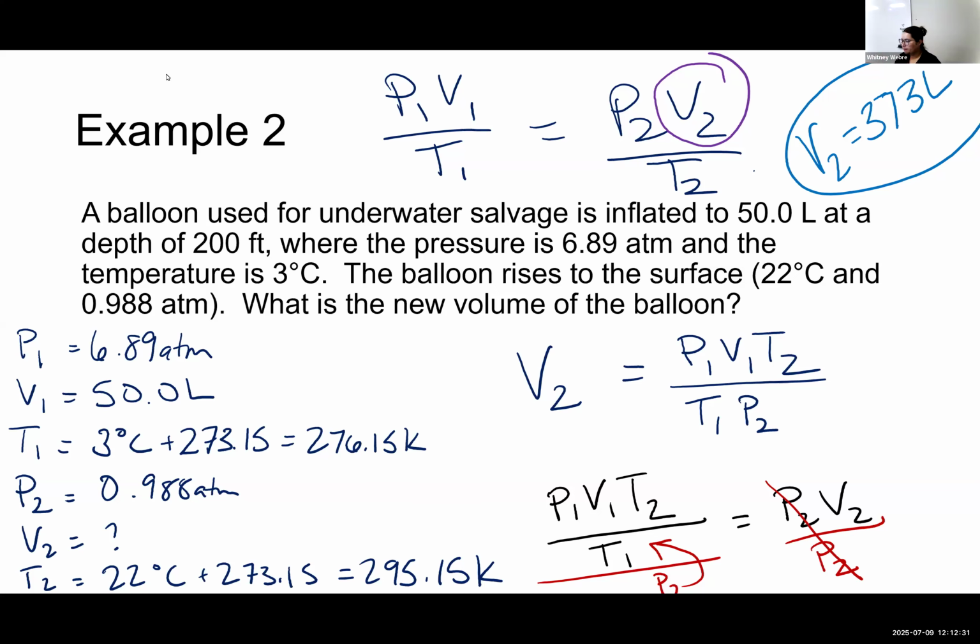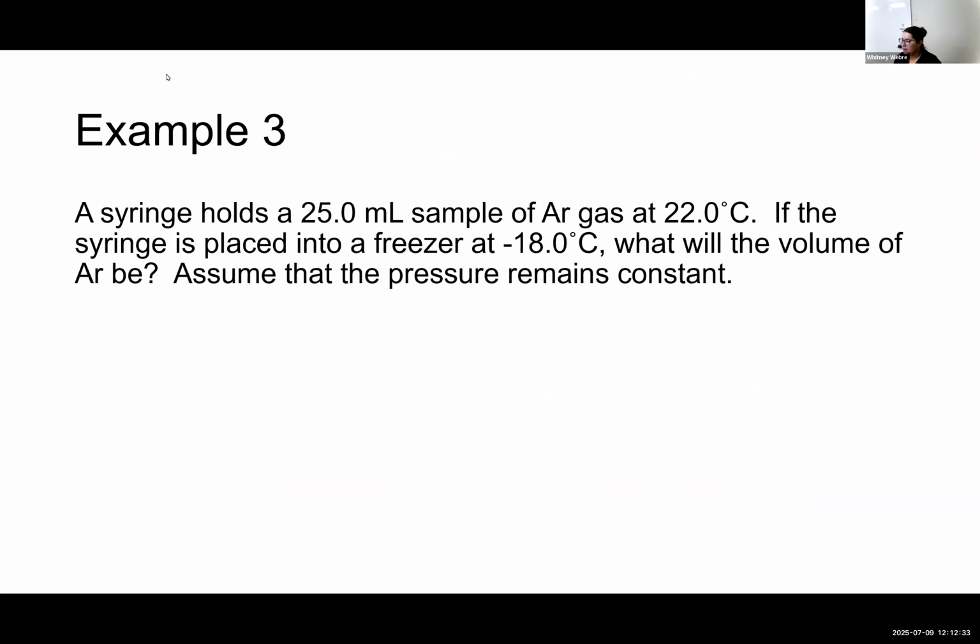All right. Let's do example 3. A syringe holds a 25 milliliter sample of argon gas at 22 degrees Celsius. If the syringe is placed into a freezer at negative 18 degrees Celsius, what will the volume of argon be? Assume the pressure remains constant. So let me write our two equations. We have options.